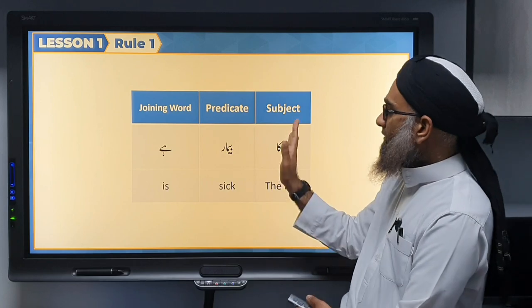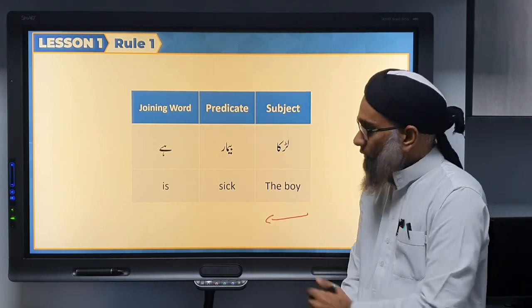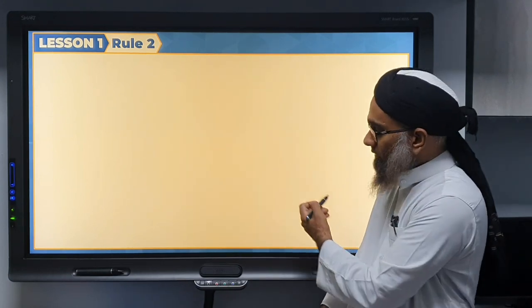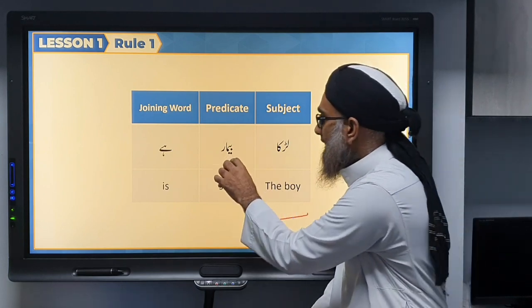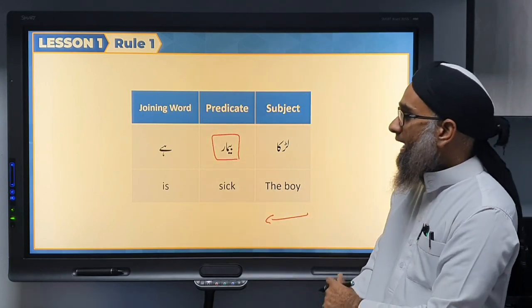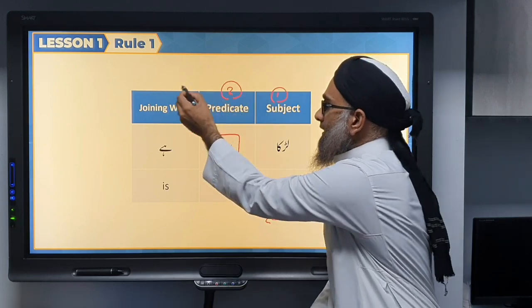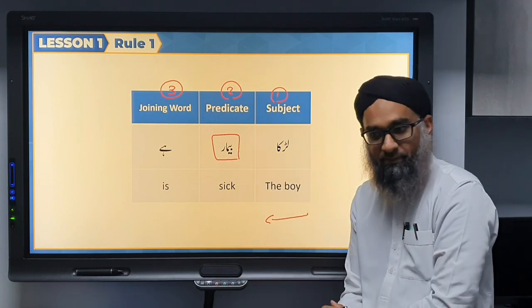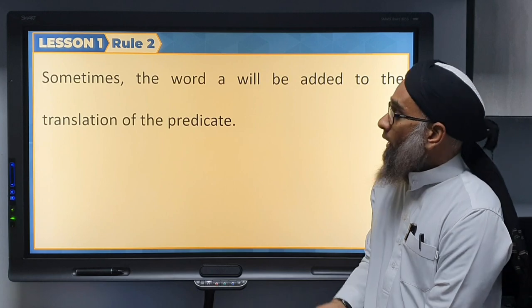So for example, here, obviously Urdu is written from right to left. Example, I'm talking about the boy. The boy is larka. So you have larka and you have bimar hai. Bimar is the predicate, the thing we're saying about him, and then the word hai is a joining word. So the subject comes first, the predicate comes second, and the third thing is a joining word. So larka, bimar, hai. Simple sentence.